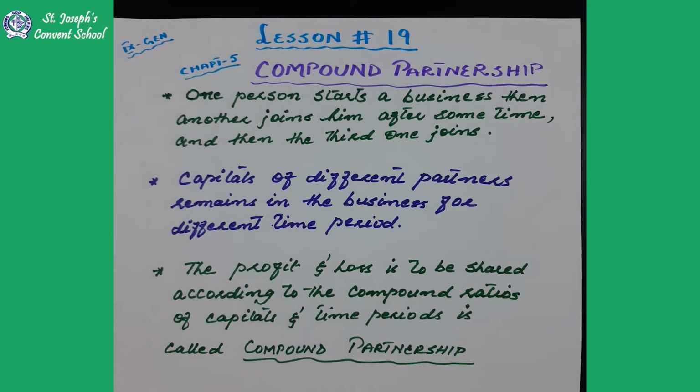So this is actually the definition, that more than one person invests the money after some time period. One person joins and then another person joins, and then whatever money they are investing for different time periods, the profit and loss will be shared according to their compound ratio for whatever time period they have invested the money, okay. So it is known as compound partnership.